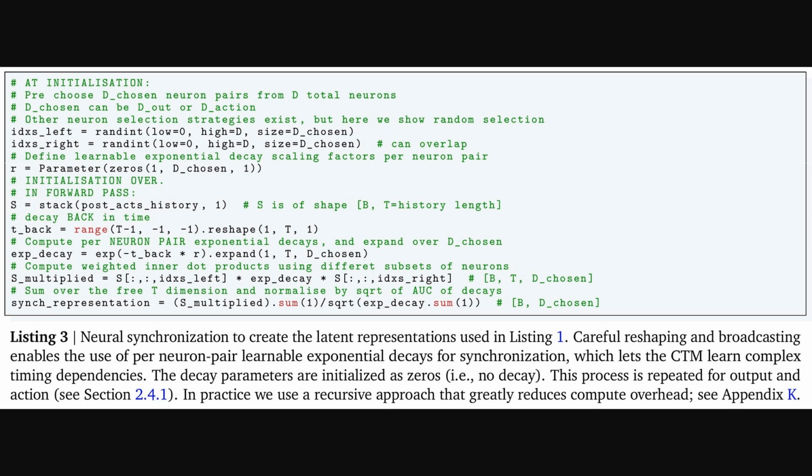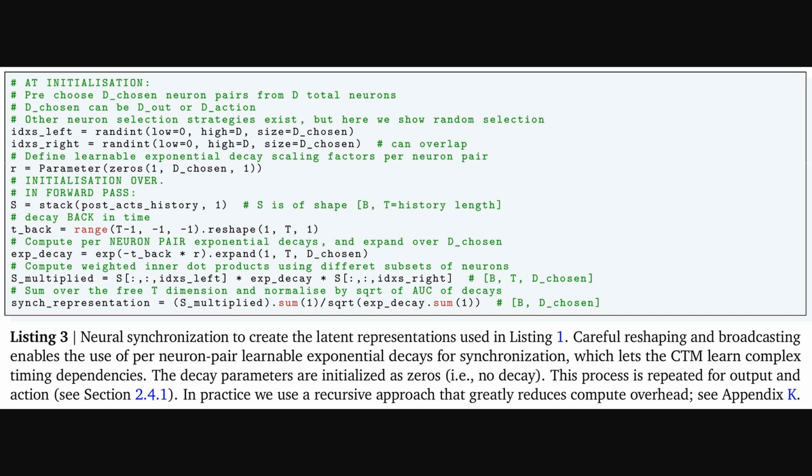Okay, so we've seen how individual neuron-level models process their history. Now, listing 3 details the computation of neural synchronization, which, as we discussed, forms that crucial latent representation for the continuous thought machine.